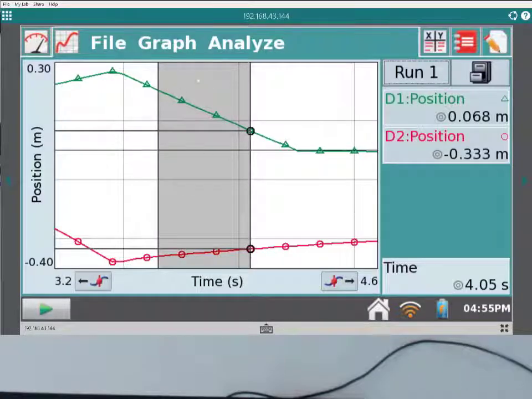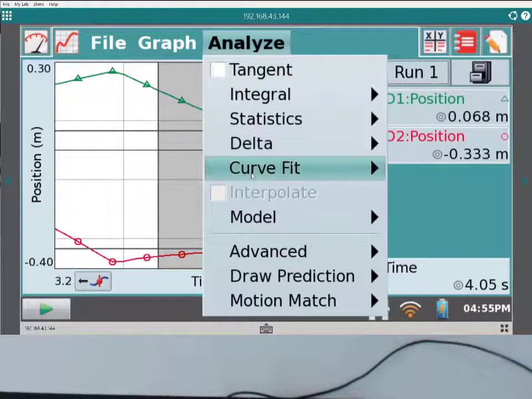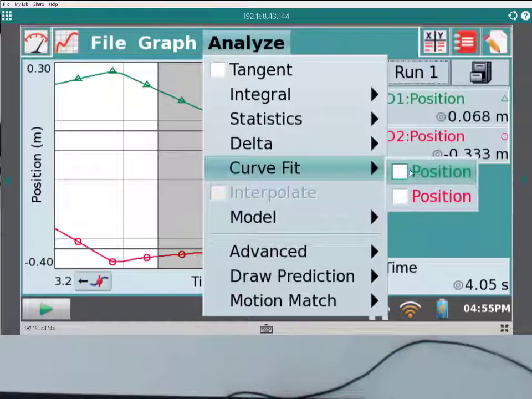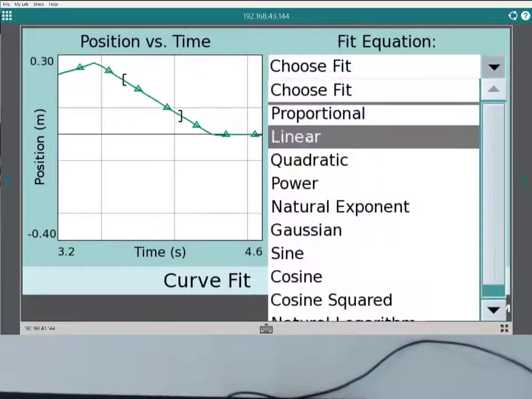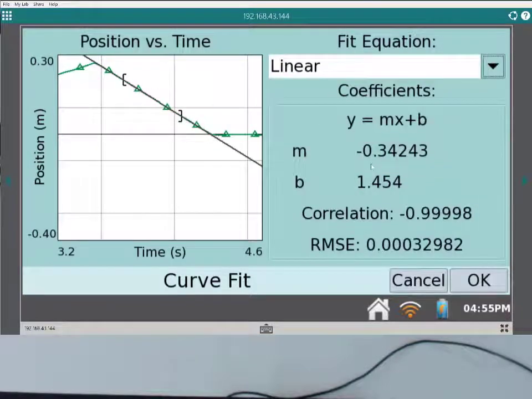So we're analyzing, here's now the final velocity of the green cart number 1, which is now moving in the negative direction. So we'll have a negative velocity and negative final momentum for the green cart number 1. Linear, minus 0.34243, okay.